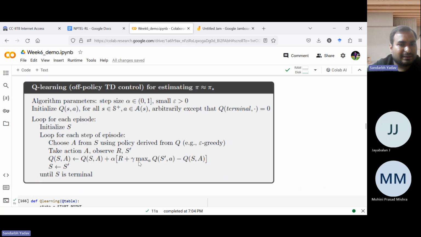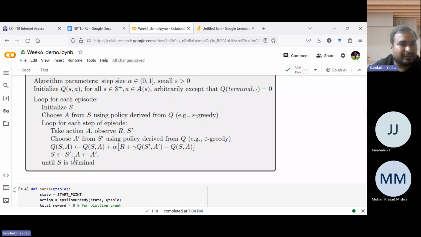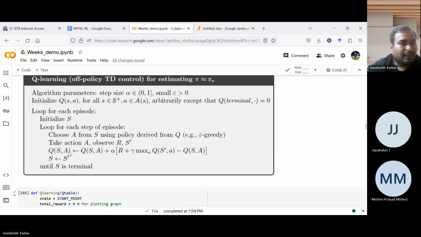Just that here, instead of having the on-policy update, which was using A dash, here we are using whatever is the max over all the actions. And then the same thing, S to S dash. Now remember, there was A to A dash here. Here it's not needed in Q learning because we are doing off policy. And this we do until the termination, which is either we reach a goal state or we fall into the cliff, then the episode will end.